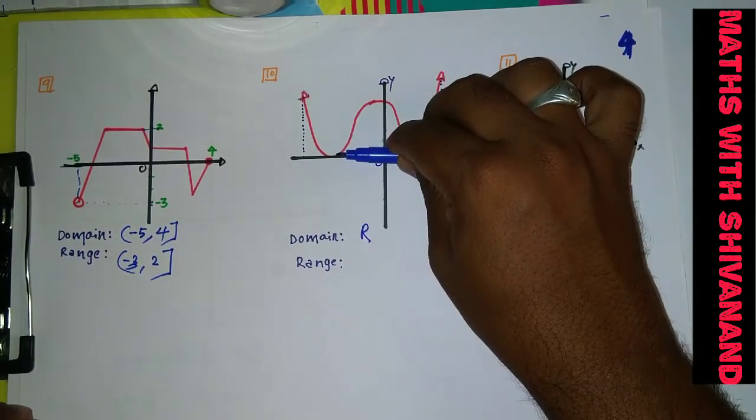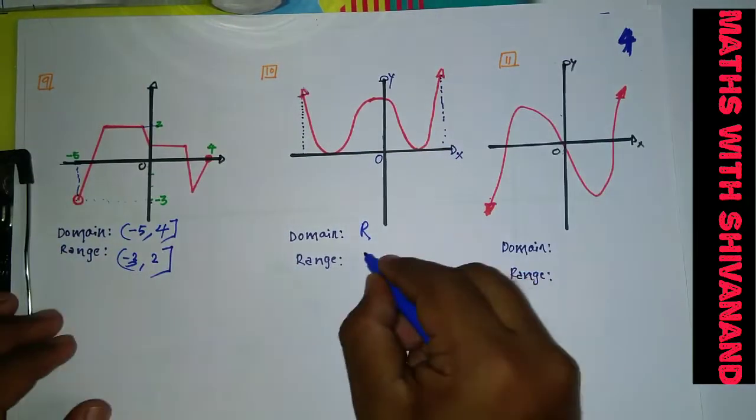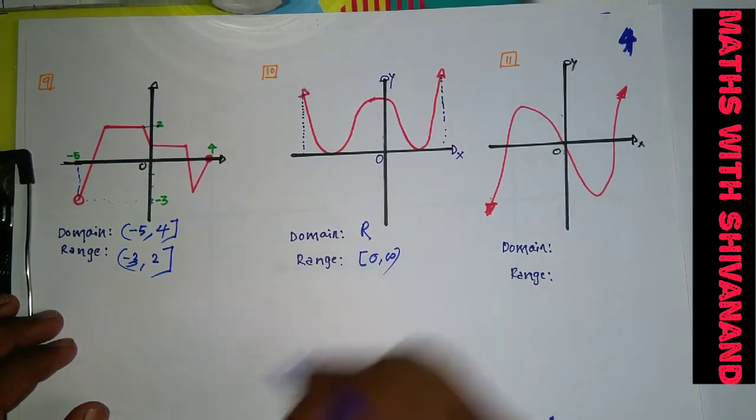It is not having any value here. From 0 to infinity it is taking all the possible values here. Hence the range is what here? The closed interval of 0 to infinity.